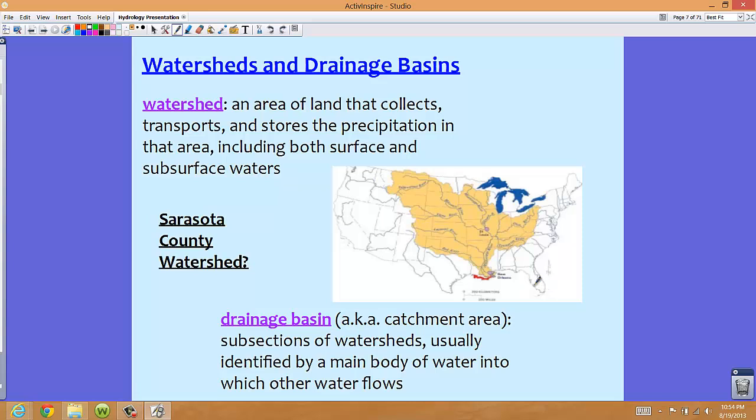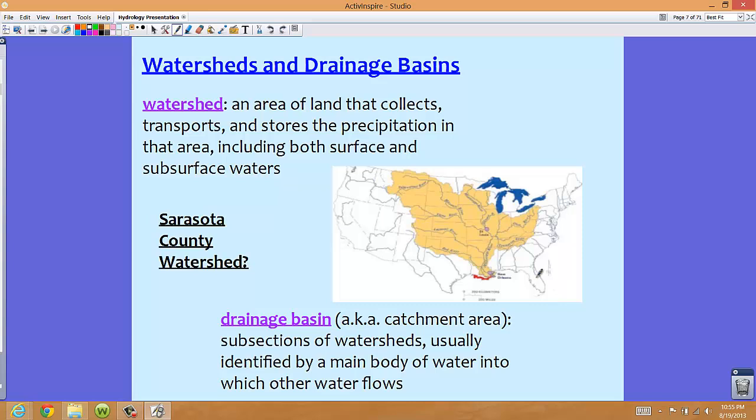And here in Sarasota, which I guess we're sort of right around here, we are in the Sarasota Bay watershed, and we're going to talk a little bit more about that. A drainage basin can be another name for watershed. It's a subsection of a watershed, also known as a catchment area. There's a lot of different terms used for watersheds. And this is usually identified by a main body of water into which other water flows.